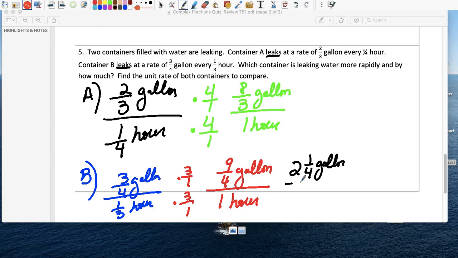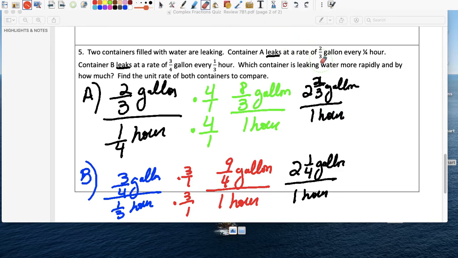Losing in 1 hour. And on the top, it's 2 2/3 gallons in 1 hour. Okay, so I think that's easier for you to picture. Es más fácil entender en esta manera.